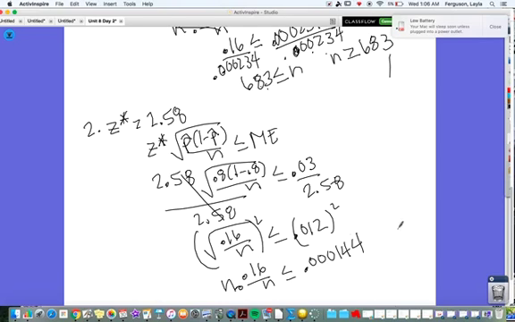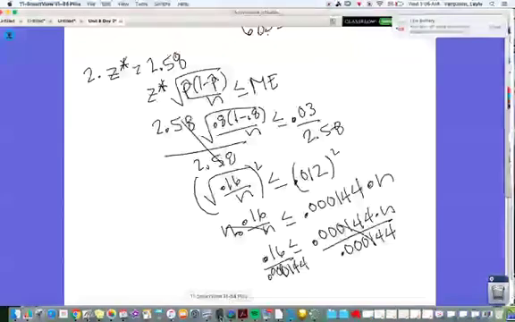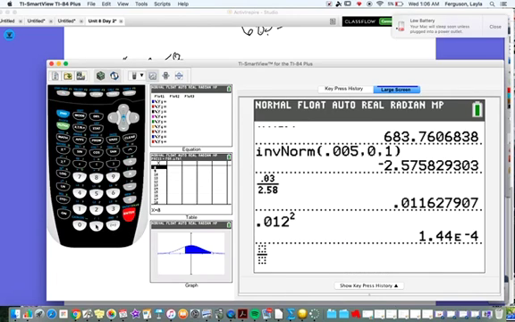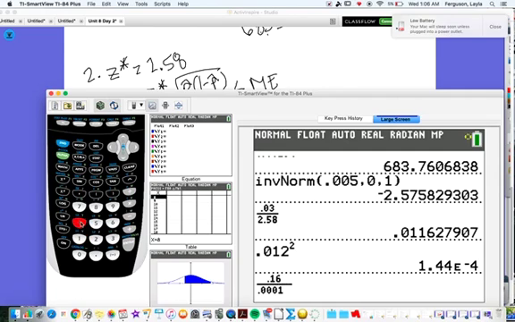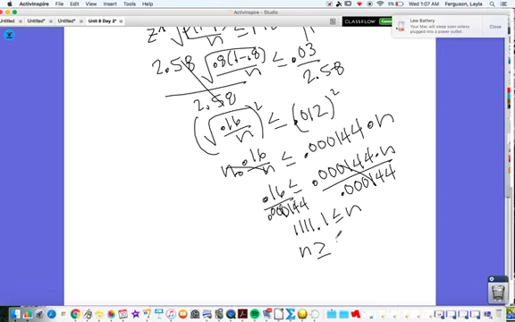That would be right. So then multiply both sides by n. That cancels. 0.16 less than or equal to 0.000144 times n. Divide both sides by 0.000144. Those cancel. So 0.16 over 0.000144. So your n would have to be greater than or equal to basically 1,112 because you are talking about people.